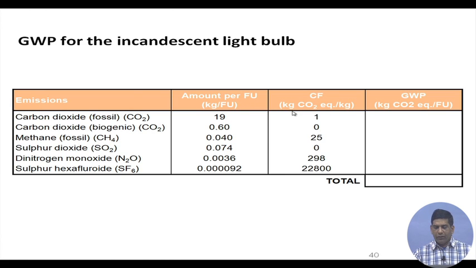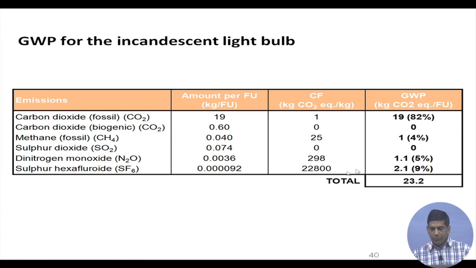If you want to calculate kg CO2 equivalent per kg, we can do that calculation. This is the equivalent that we calculated earlier based on the IPCC manual. Remember 25, then we have 298, 22800. And then these two zero numbers I'll also explain in a minute. Then you calculate the greenhouse potential. So you get the greenhouse potential as 19, because 19 times 1.